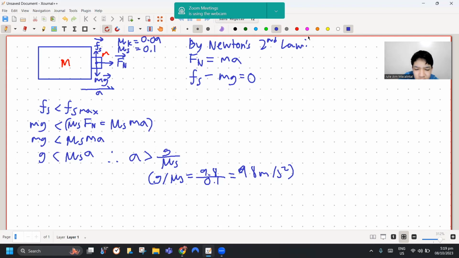Na yung acceleration is going to be greater than g over mu s. So, iba nga lang yung situation, same principle. Share ko lang ulit yung screen ko. Yung mga fighter pilot, yung testing nila, pag mga 9 g na, woozy na po yung mga fighter pilots.